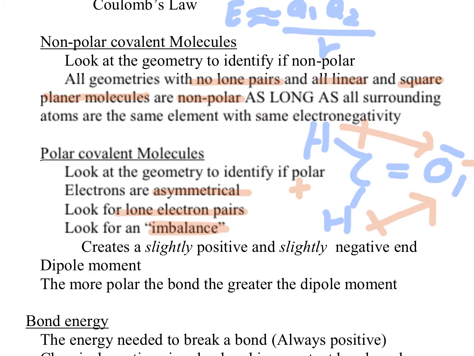This will create a slightly positive and a slightly negative end, and what we will call dipole moments. Di meaning 2, pole meaning poles. If we have 2 poles at any moment, it is polar. Dipole moment, where is the polarity?